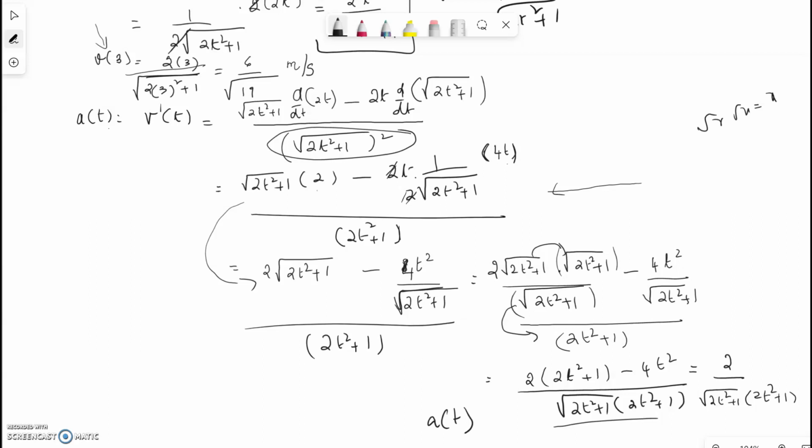Now we can determine the acceleration at any point of time. So if we plug in t equals 3 seconds, we get the acceleration specifically at t equals 3 seconds.